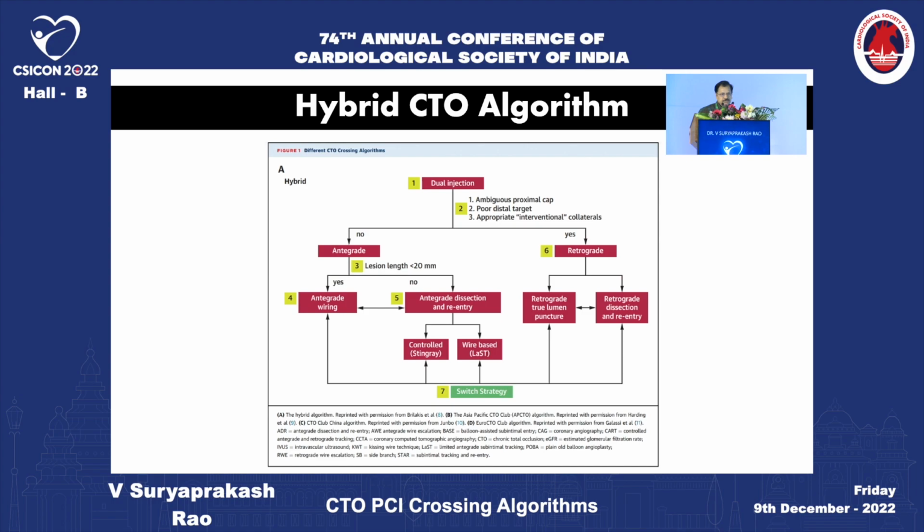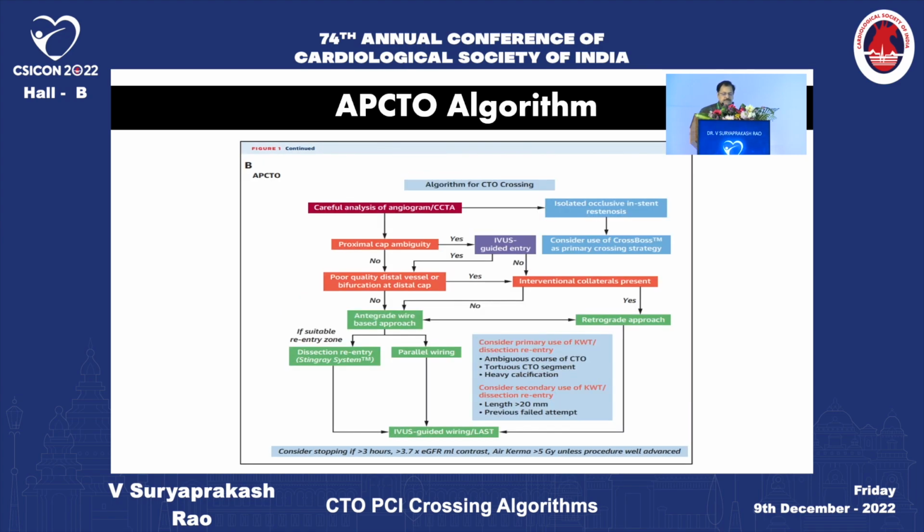But in the hybrid procedure, don't waste time. The principle is don't waste time on one technique. Try to switch over fast. The idea is to minimize the contrast, minimize the procedure time, and minimize the radiation. The success rate increases when wire crossing takes less than 30 minutes. That's the principle.